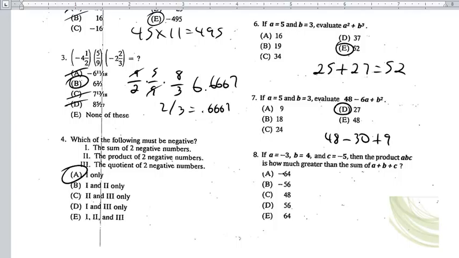All right, next one. If A is -3, B is 4, C is -5, then the product of A, B, C is how much greater than the sum of A, B, and C? Well, again, you're comparing. If I multiply this together, I get 3 times 4 is 12, 12 times 5 is 60, and it's positive. So it's 60, and how much greater is that than the sum of these? So -3 plus 4 is 1, 1 minus 5 is -4. So how much greater is this one than this one?